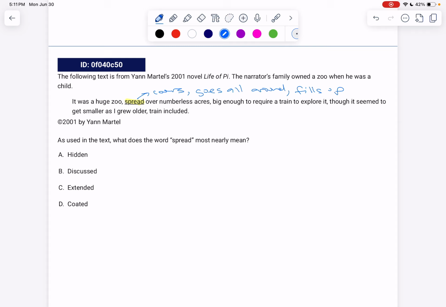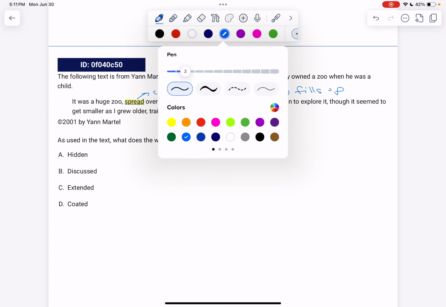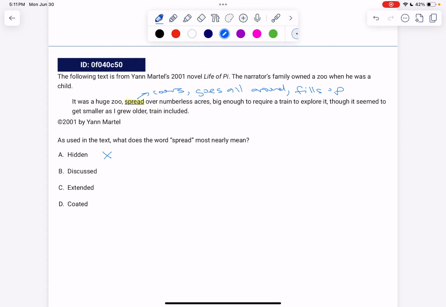Hidden. Do we get any idea that it was covered up or hidden? No, we do not. So let's give that an X. Discussed. Do we get any hint that it was talked about? Oh, no, give that an X.